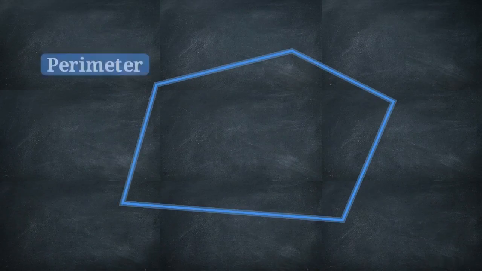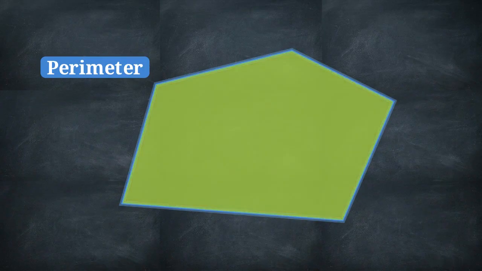Look at this plot of land. If you want to put up a fence, you measure the outer boundary. That is your perimeter. But if you want to plant grass across the entire inside, you need to know the surface enclosed. That is your area.